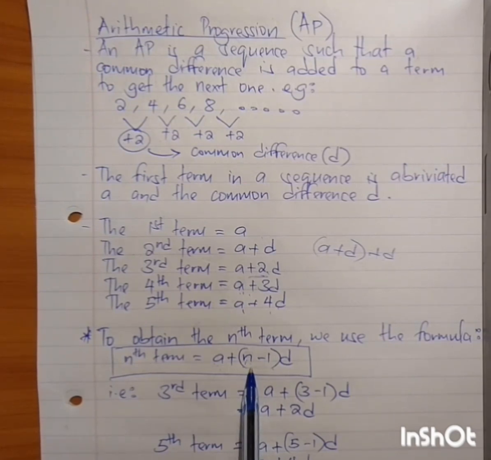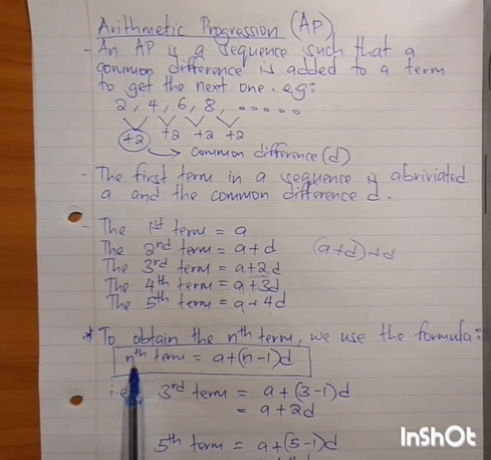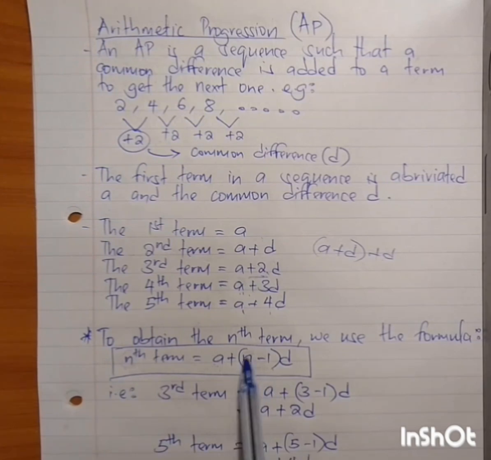So if we have 6 terms in the sequence, our n will be 6. If they tell you to find the sixth term, the n here will be used here. If the n is 6 here, the n will also be 6 here. So this will be n minus 1. And then D, which is the common difference. So how do we apply this formula?